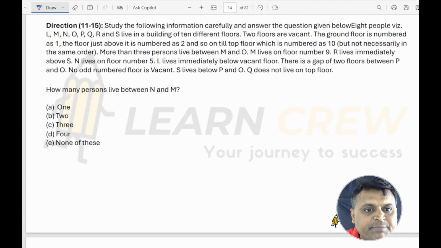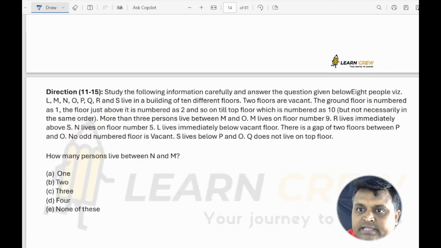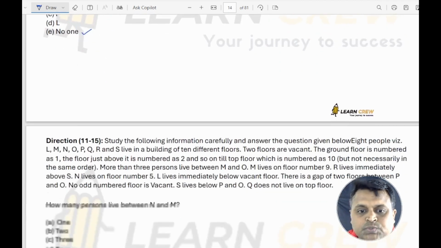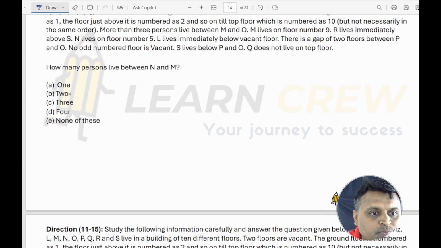Next. How many persons live between N and M? 1, 2. Because this is vacant, between N and M we have 2 persons living. Though 3 floors are there, the 8th floor is vacant, so 2 persons are living. The answer is 2. Next.